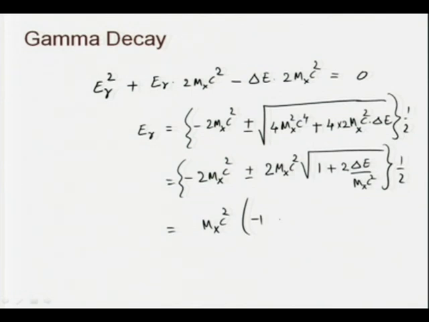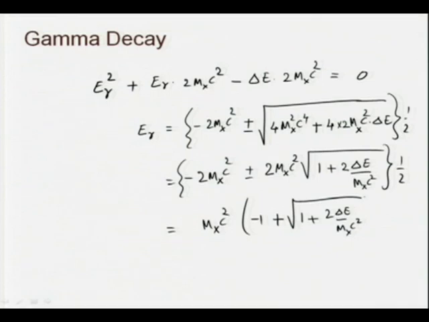If I take the negative root here, with a negative sign in the second term, then the total is a negative term, because the first term is negative. Therefore, that is not a valid physical expression for the energy. The total energy of the photon should be positive. So, the only possible value is plus here, and we have an under root 1 plus 2 delta E over mx c square.